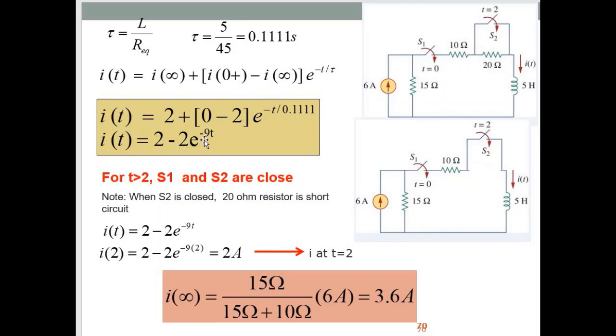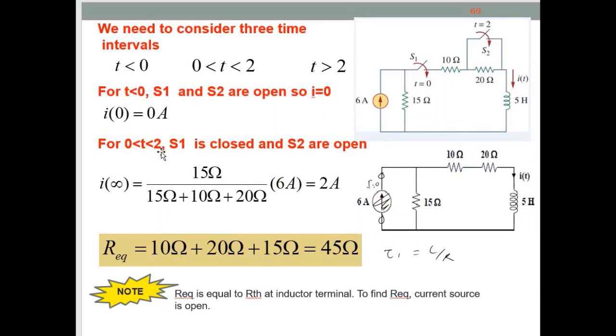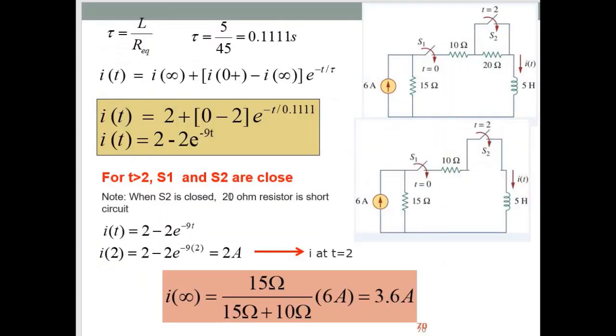And we will get 2 minus 2e^(-9t). Remember that I naught, the initial current, is 0 due to the initially uncharged condition. That is settled for the first and second time interval, where S1 is closed and S2 is open. Next, we continue for t more than 2, where S1 and S2 are closed.